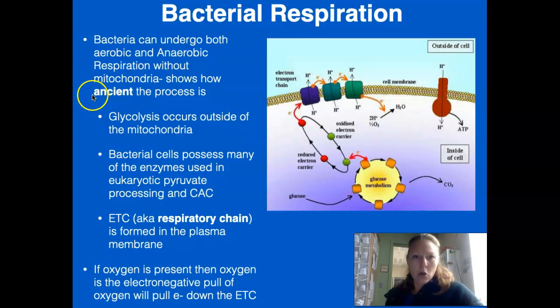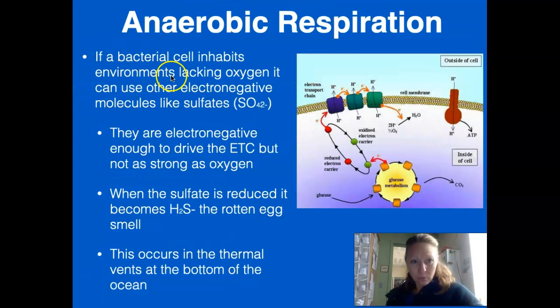And if there is no oxygen present, well, then another electronegative source will be used. An example is a sulfate would be used here instead of oxygen. It's not as electronegative as oxygen, but it's still good enough. And so when the sulfate is reduced to hydrogen sulfide, it has that rotten egg smell.